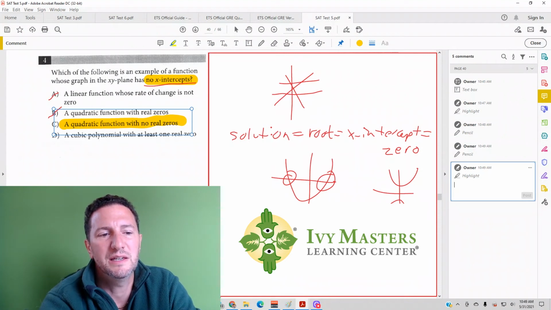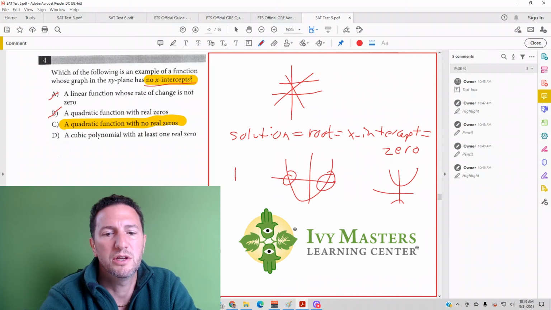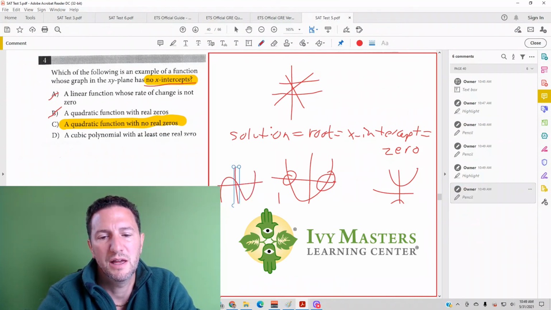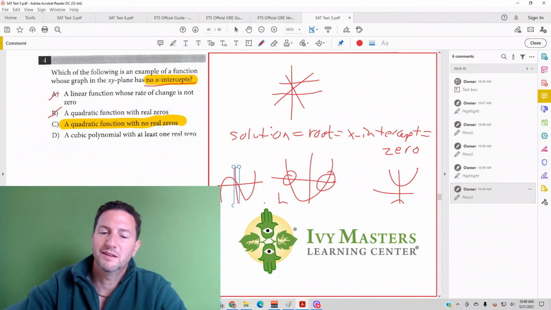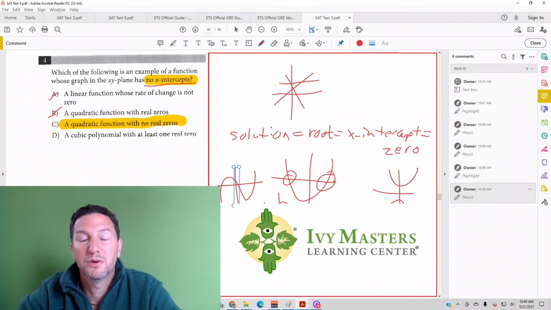Answer choice D, a cubic polynomial with at least 1 real zero. So cubic is going to look like an n, or it's going to look like a backwards n. And either way, those each have 3 real zeros. Remember, an x-intercept's the same thing as a 0.